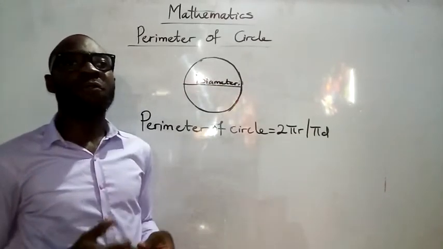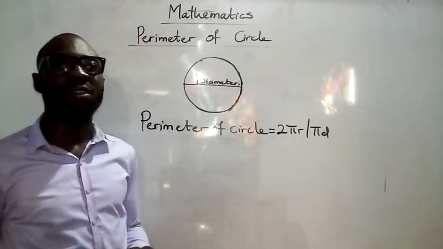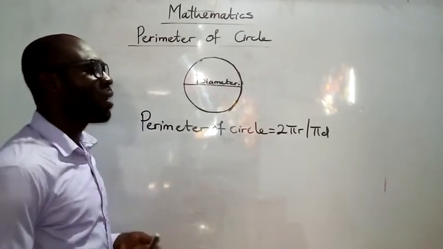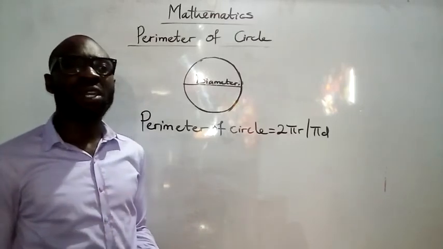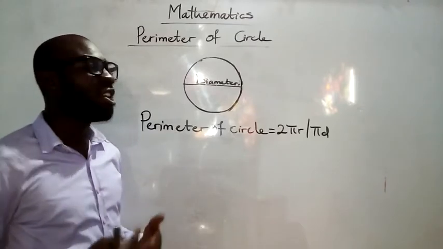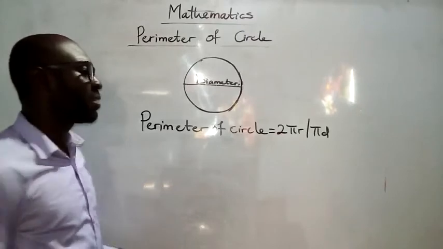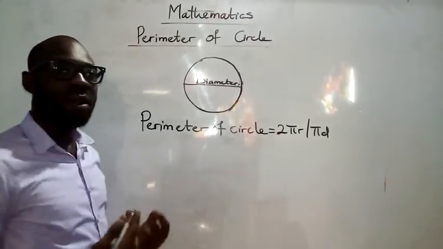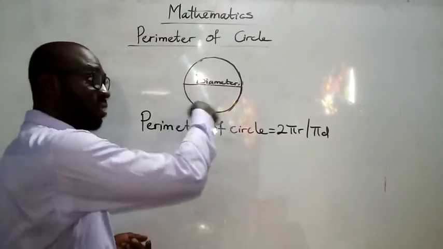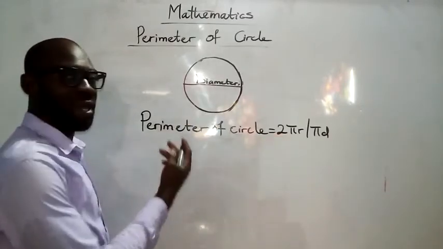Now, if we are given a question saying, find the perimeter of a circle, which is also known to be the circumference of a circle, with the radius given to us as 7 centimeters. Like I said earlier, if it is radius, we use what? 2 pi r. We simply solve by saying perimeter, which is also known as circumference of a circle, is the distance around the circle, 2 pi r when it is radius.